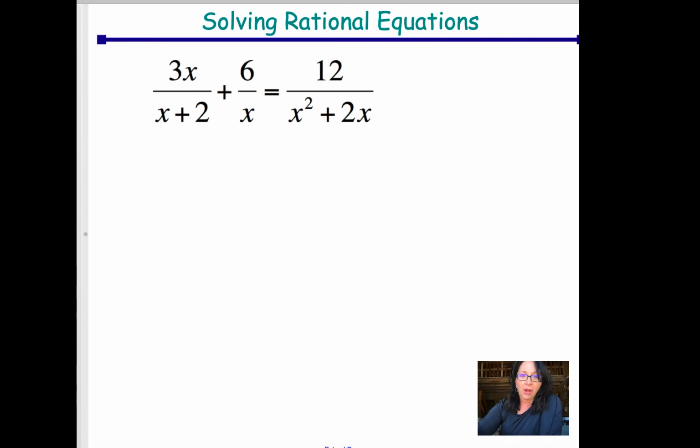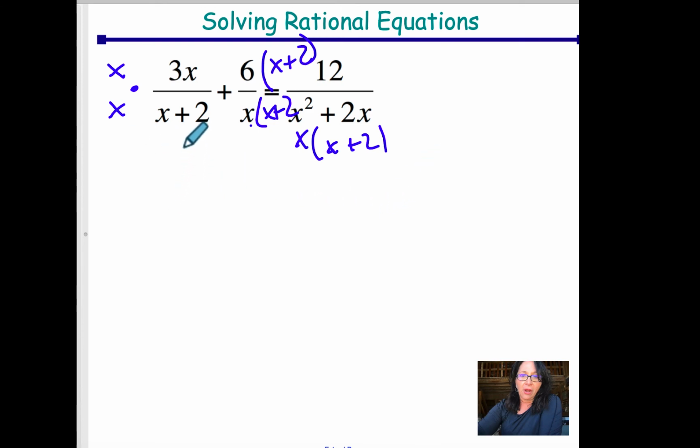Perfect. For this problem here, let's see, I'm going to factor this first. So that's x times x plus 2. Okay, so my common denominator is going to be a product of x times x plus 2, which on the left here I have x plus 2, which means I'm going to multiply this one by x over x. This one is missing the x plus 2, so I'm going to multiply this term by x plus 2 over x plus 2. And this term already has that denominator, so I don't have to change it.